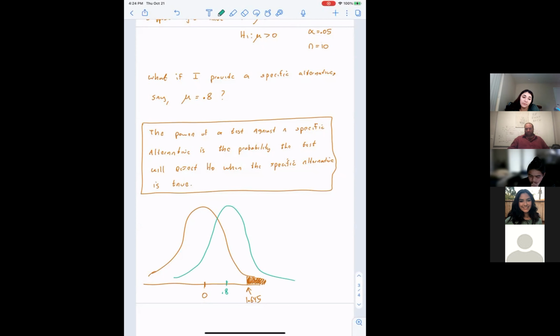But just because I'm changing where the center is doesn't make me change what my cutoff is. I'm still going to reject the null hypothesis if I get anything above 1.645, because remember, I don't know what's true. I don't know that mu is 0.8. I'm just working under the assumption that mu is 0. So I've determined that my cutoff is 1.645, which means anywhere after 1.645, I'm going to reject the null hypothesis. Do you agree?